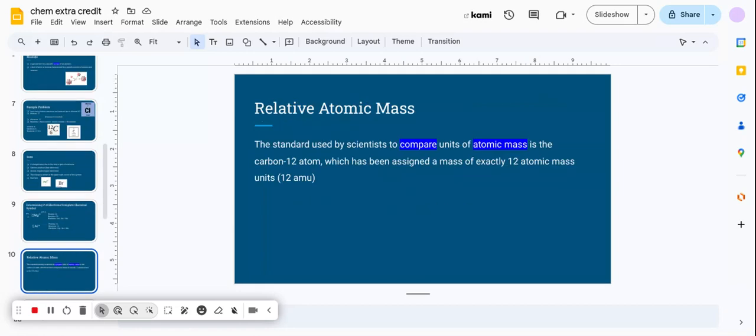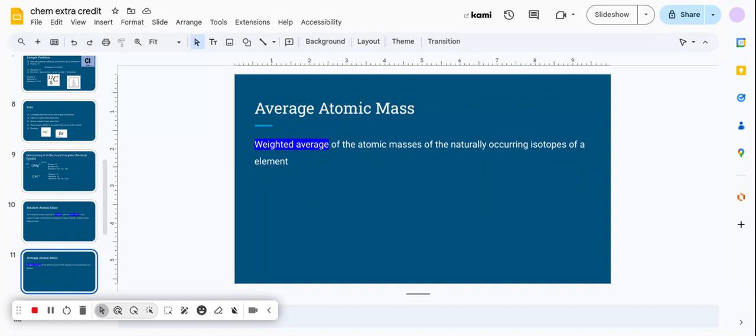Now, relative atomic mass is a standard used by scientists to compare units of atomic mass in the carbon-12 atom, which has been assigned a mass of exactly 12 atomic mass units, and an abbreviation for that is 12 AMU. So the AMU just means atomic mass units. It's just an abbreviation. And then average atomic mass is the weighted average of the atomic masses of the naturally occurring isotopes of an element. And on the next slides, it shows you how to find the average atomic mass of isotopes.